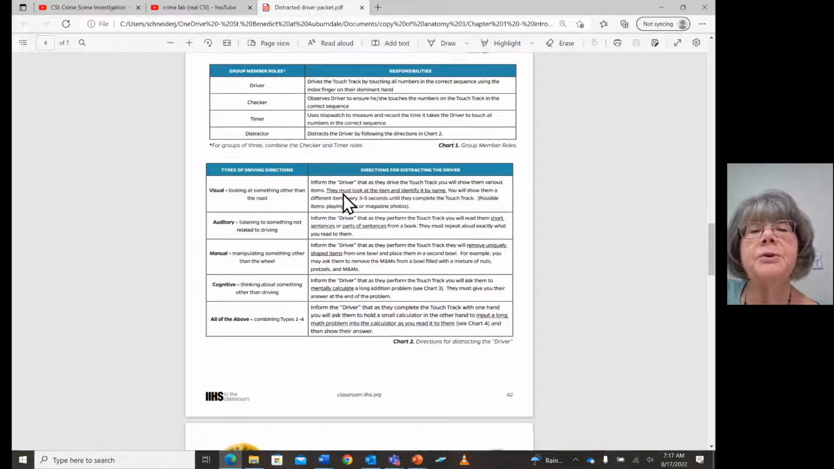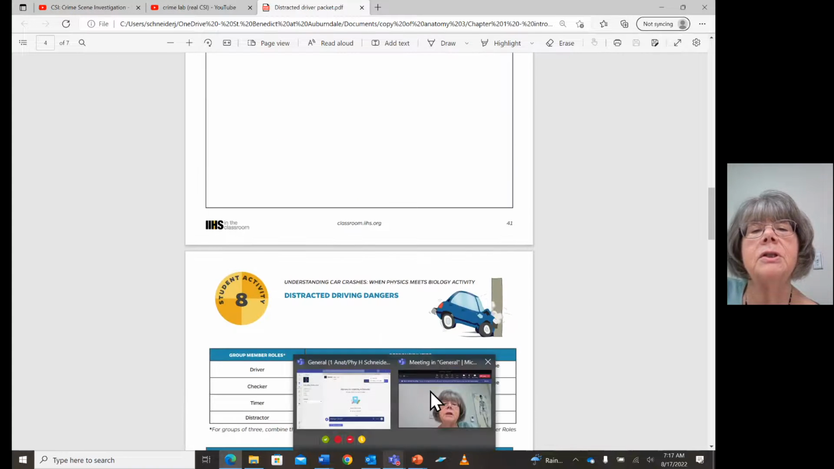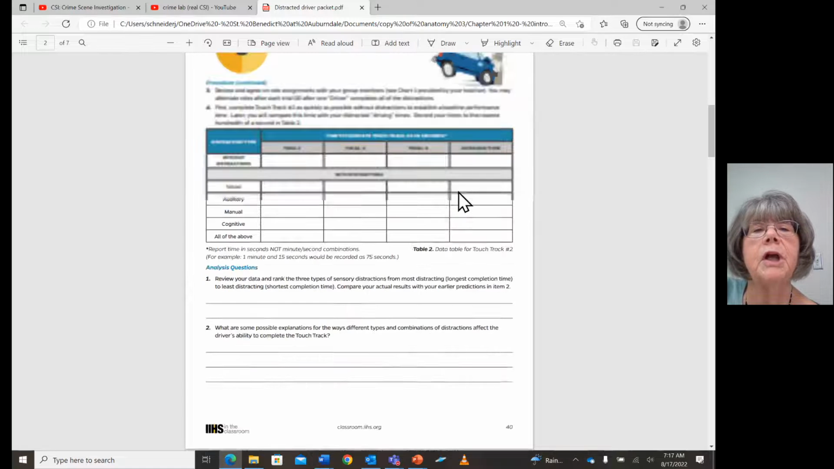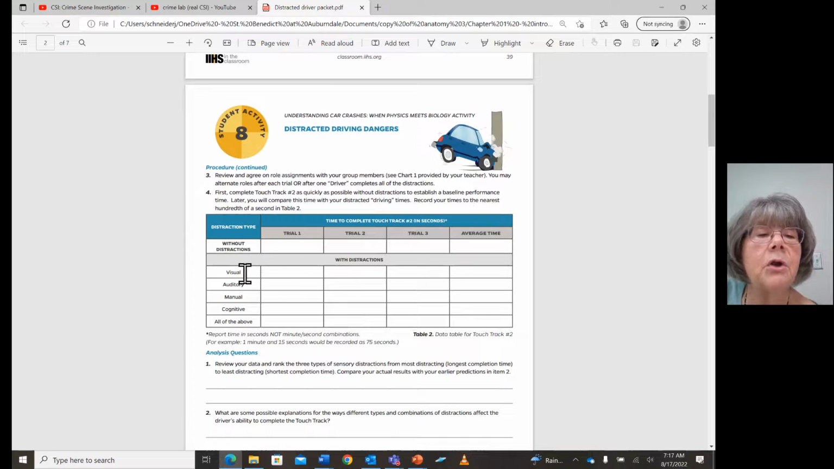Okay, these are the distractions. If you look at this chart, I just want to be sure you see where we're going with this. This is the chart: visual, auditory, manual, cognitive, all the above. For each distraction, you're going to be running 3 trials and getting your averages. Remember, be sure to use your units.